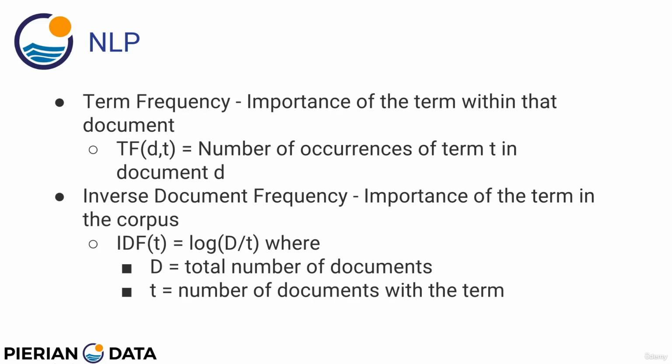Term frequency is the importance of the term within that document. So we'll denote TF, term frequency, as a function taking in D and T, where the number of occurrences of term T in document D. Then we have the inverse document frequency, which is the importance of the term in the corpus itself, so all the documents. We'll call that IDF of T equals log of capital D divided by lowercase t, where capital D is the total number of documents, and lowercase t is equal to the number of documents with the term.